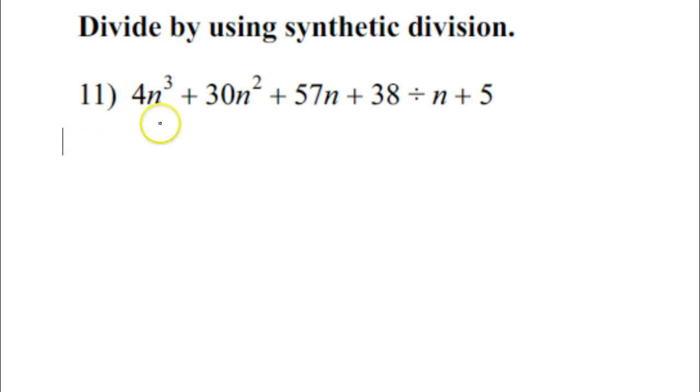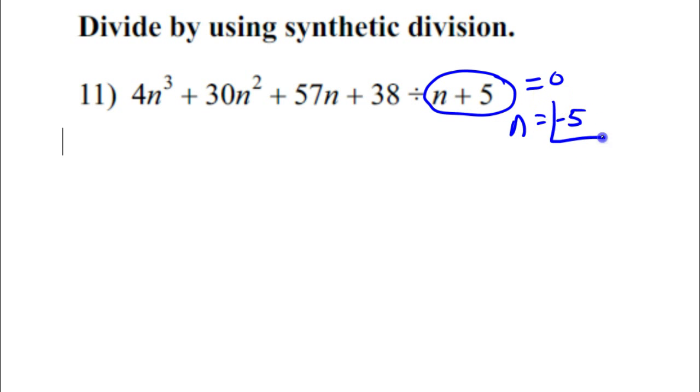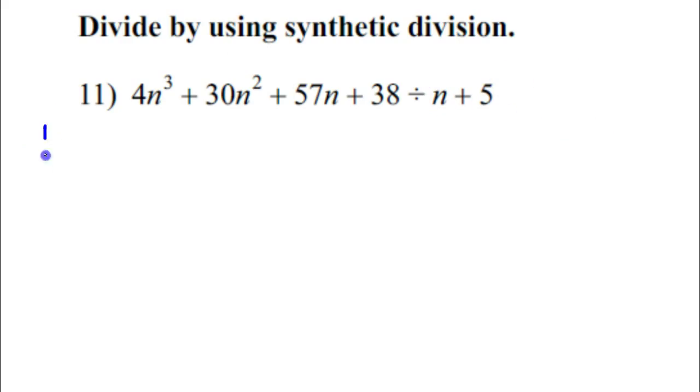So anyway, the way you do it, if I took this n plus 5 and set it equal to 0, I would get n equals negative 5. Well, this is what's going to go in my box for synthetic division. Synthetic division starts off with a box like this. And like I said, the n plus 5 is going to give me a negative 5 here in the box.